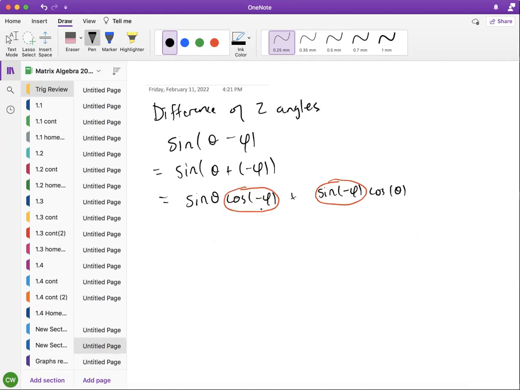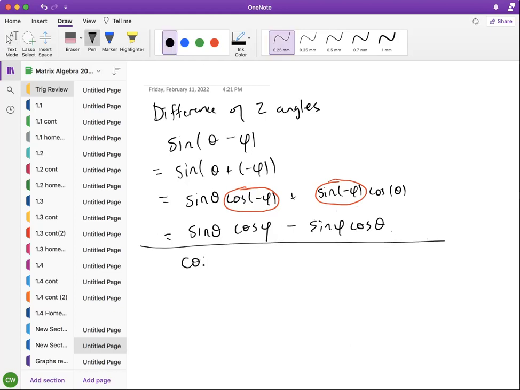So we just showed that cosine was even. So that means that this turns into sine theta, cosine of negative phi is just cosine of phi, because we just showed it was even. Now sine of negative phi, well, we just showed that sine was odd. So this must mean negative sine of phi cosine of theta. So there's our formula for the difference of two angles.